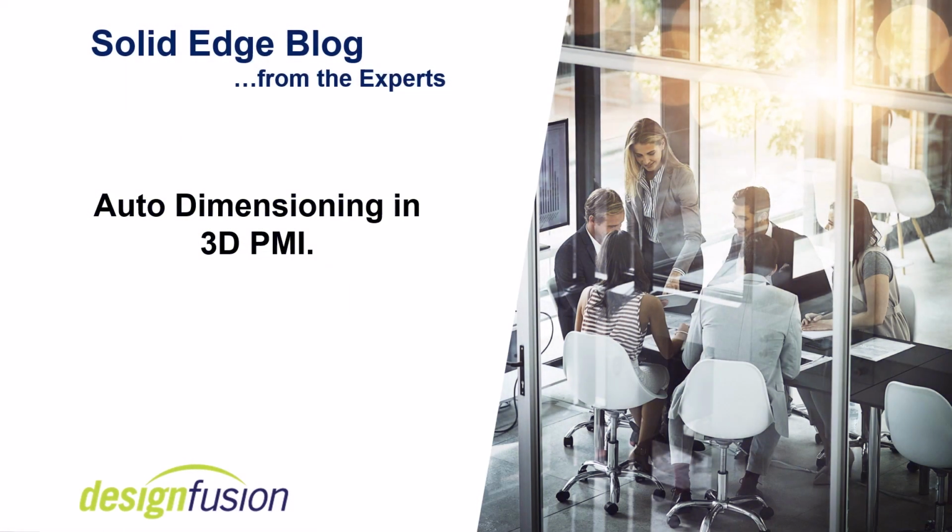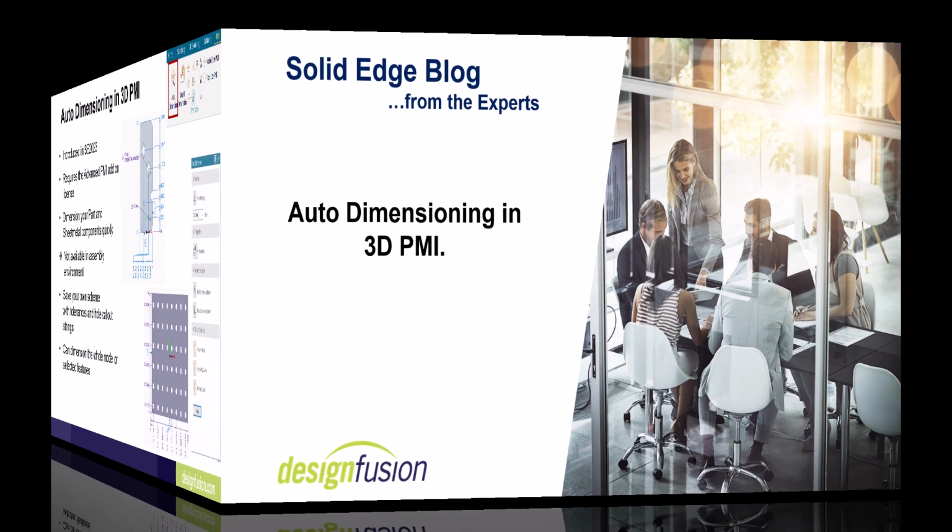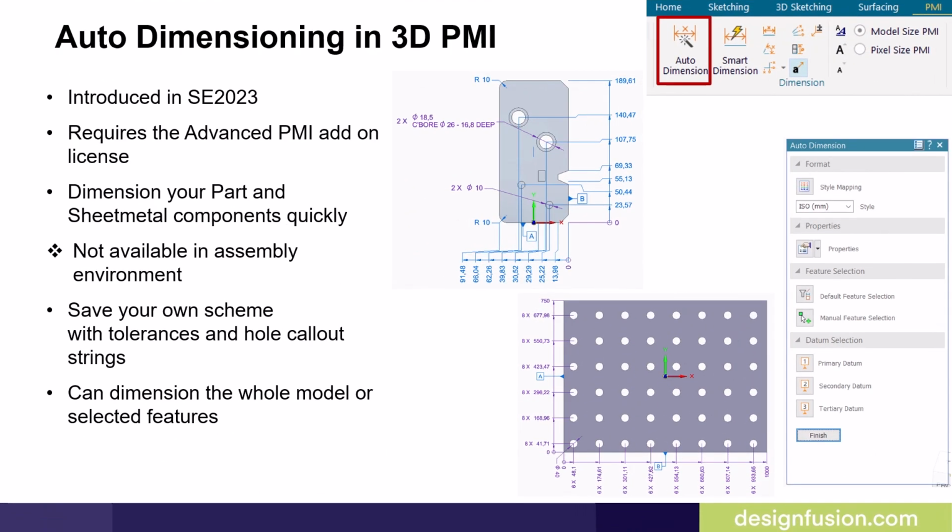In this release, we're going to look at auto-dimensioning in 3D PMI. In SE 2023, Solid Edge introduced auto-dimensioning in the Advanced PMI add-on. This allows you to dimension your part and sheet metal components quickly. Users can save their own scheme with tolerance and hole callout strings, and users can dimension the whole model or selected features. This is not available in the assembly environment.